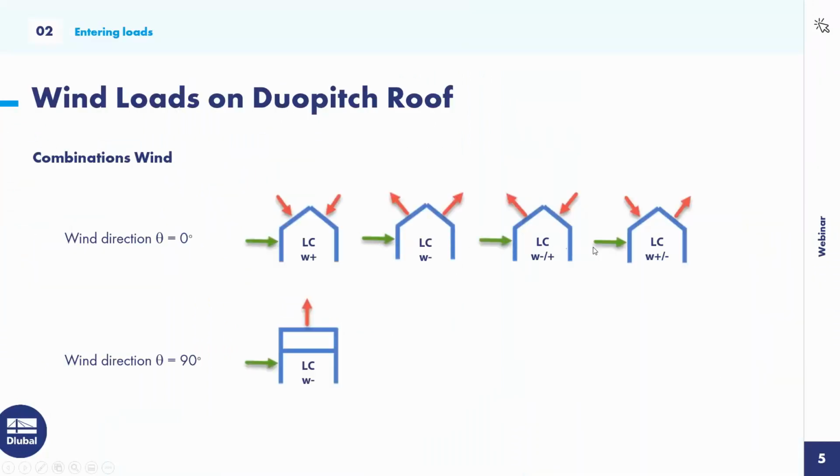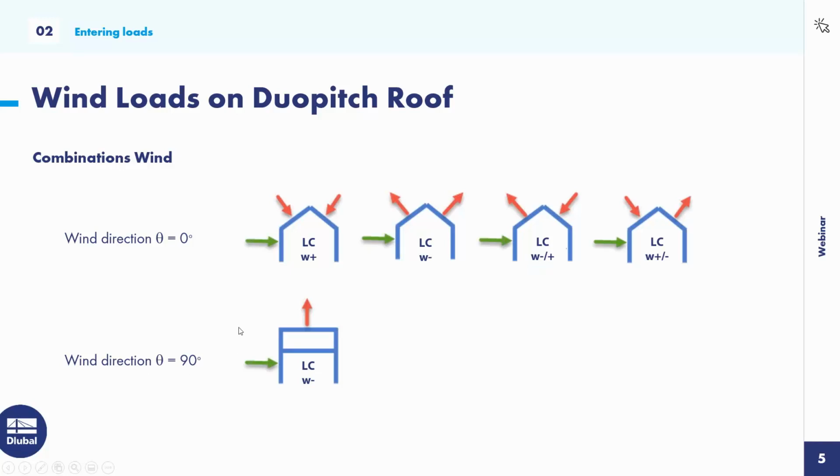These graphics here are the graphics of the Eurocode 1, part 4. We need to define for the wind direction 0 degrees the wind load cases. These are the wind loads on dual pitch roofs. The first load case is with pressure on the roof, with suction is the second, then suction, pressure and suction.